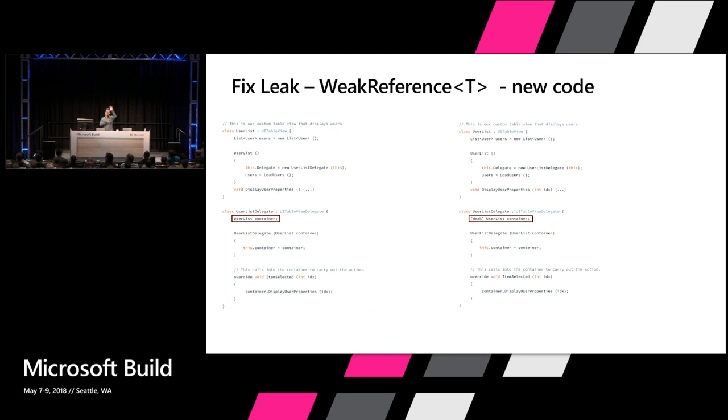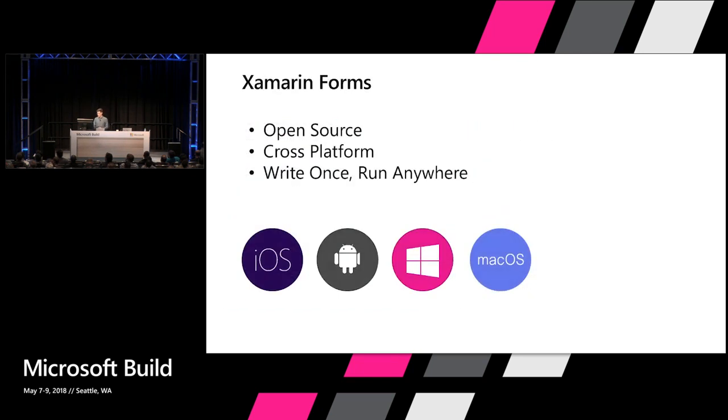So for the containee, when you point back to your parent, the rule is very simple. If you're pointing back to a container, you put the weak attribute, and you're done. Done. That's it. So that's how you fix your leak. Thank you.